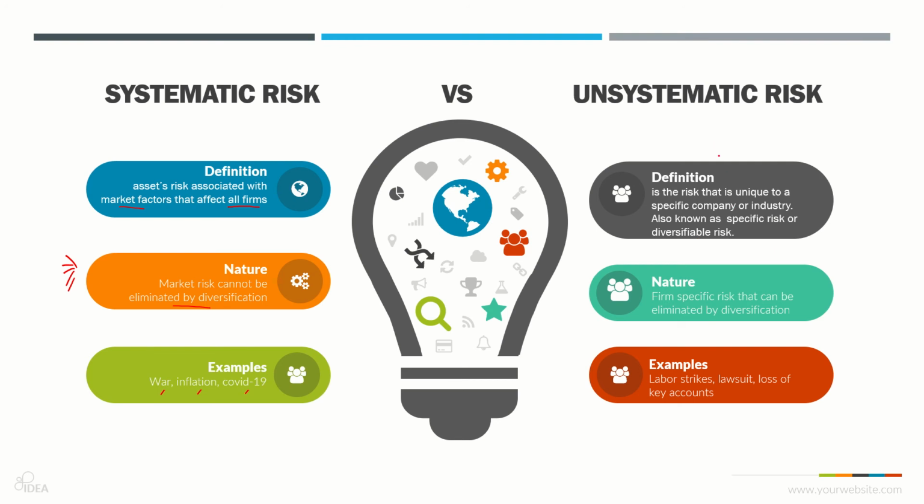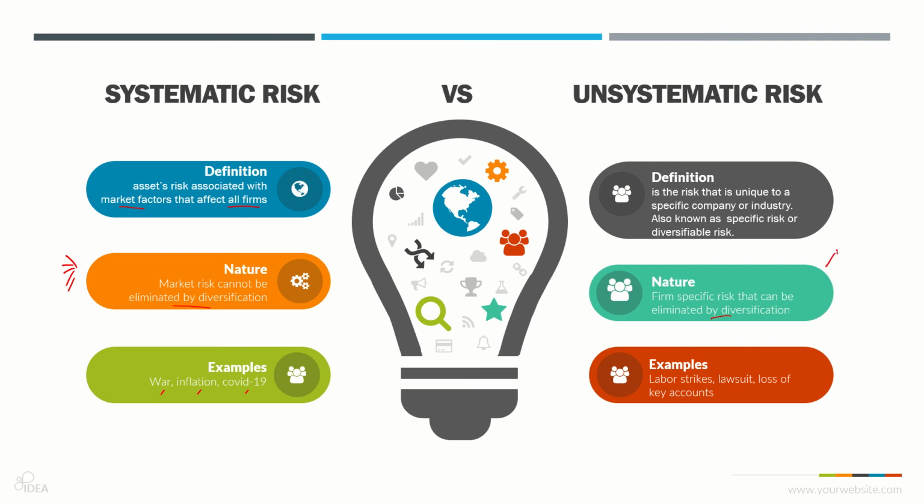Okay, kita pergi kepada unsystematic risk. Okay, unsystematic ataupun diversifiable risk. This is the risk that is unique to a specific company or industry. Dia hanya affect certain company atau industri saja. It also known as specific risk or diversifiable risk. Macam mana bentuk dia? Firm specific risk that can be eliminated by diversification.